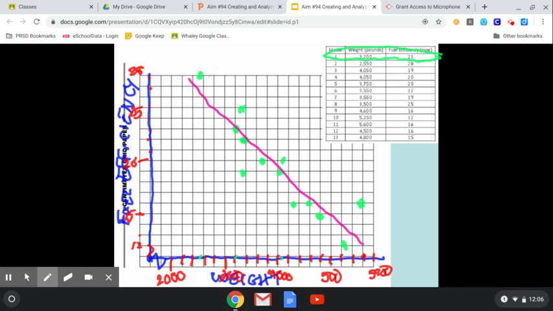Okay, so there's our first example of making a scatter plot. Tonight for homework, you're going to have one of those to do yourself.